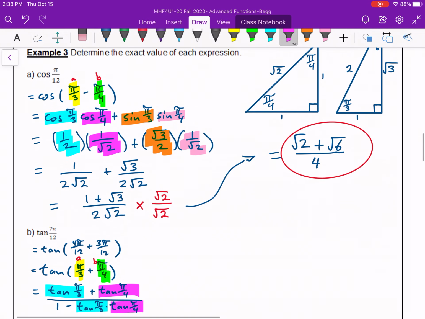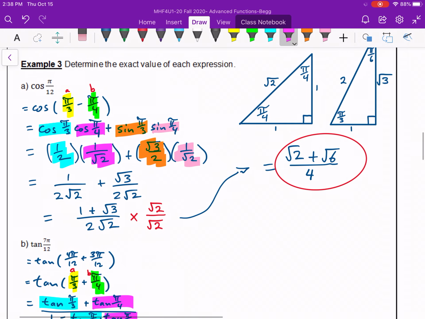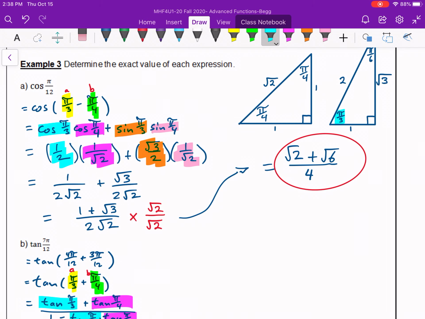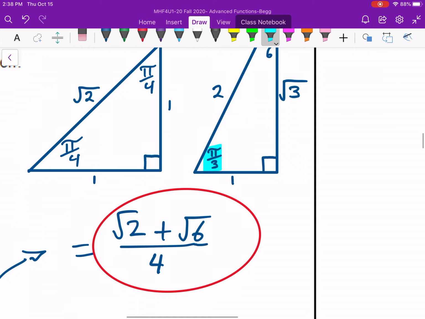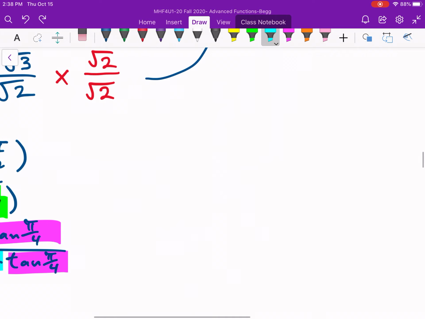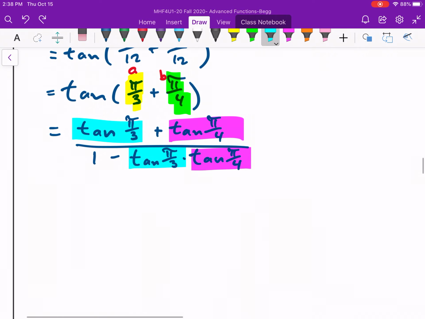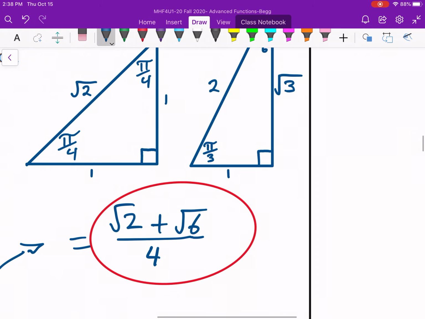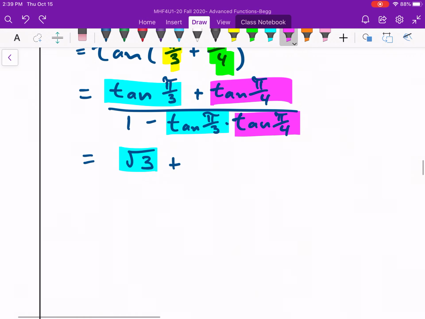So going back to our special triangles, find pi over 3, and that's here. And if I want the tan of that, that's opposite over adjacent, so it's root 3 over 1, which is just root 3. So tan of pi over 3 is root 3. Tan of pi over 4, from this triangle here, opposite over adjacent is 1 over 1, so tan of pi over 4 is just 1. That's where that came from.